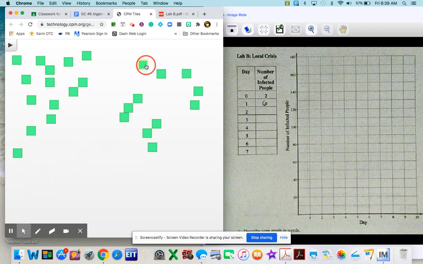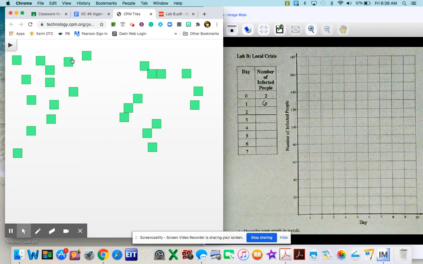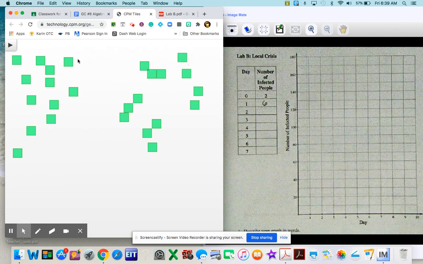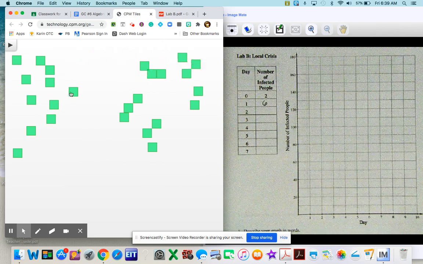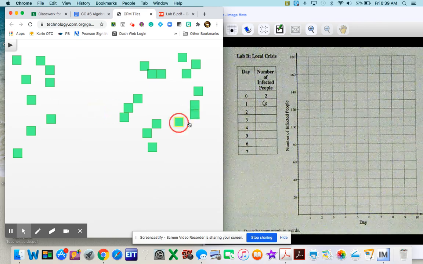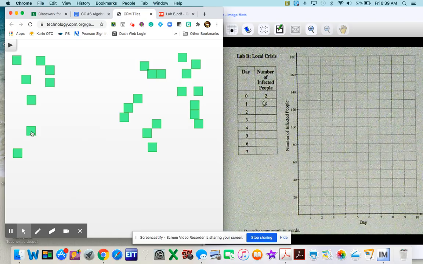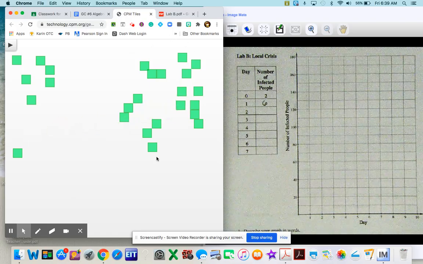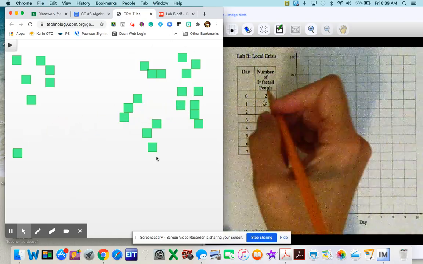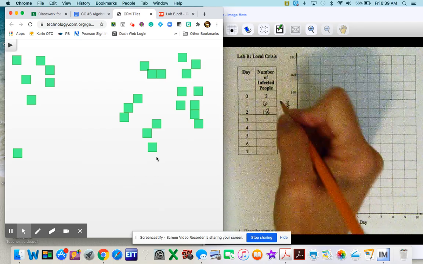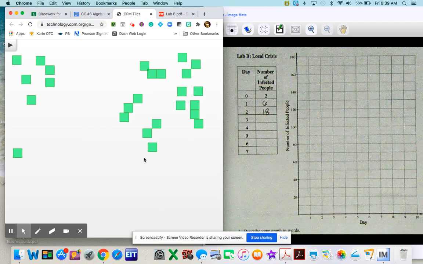This person could infect 2 others. And 2 others. Okay, this person over here could have infected 2 others. And I think that's my last person; could have infected 2 others. Okay, and hopefully you saw that there were now 18 infected people. Okay, so go ahead and complete the rest of the chart.